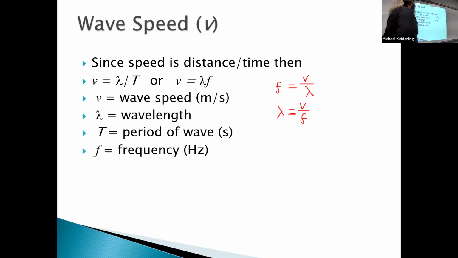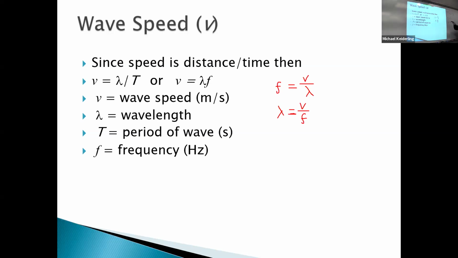Now, since speed is distance over time, velocity is going to be wavelength over period, because one cycle is one wavelength and one cycle is one period. And that means that velocity ends up equaling wavelength times frequency. The velocity is the speed of the wave, and it's going to equal wavelength times frequency.